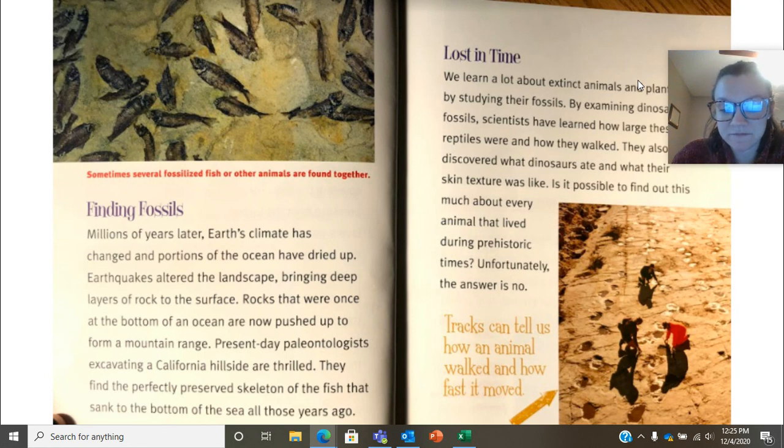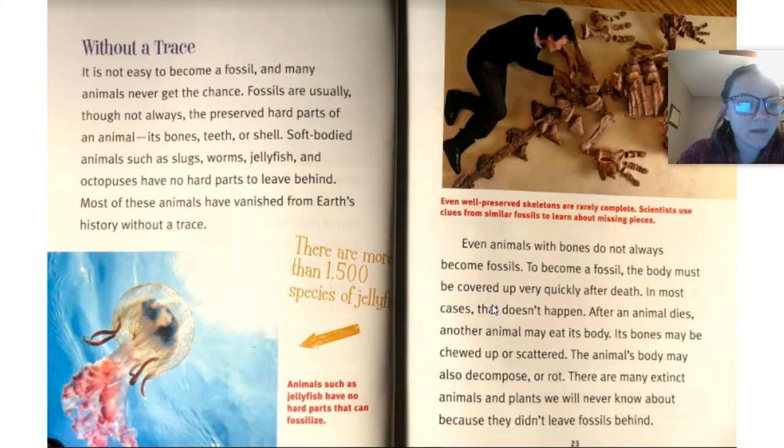Point to the caption at the bottom of this page, down here. Good. Tracks can tell us how an animal walked and how fast it moved. Point to the next heading. Good, right up here in purple, without a trace.